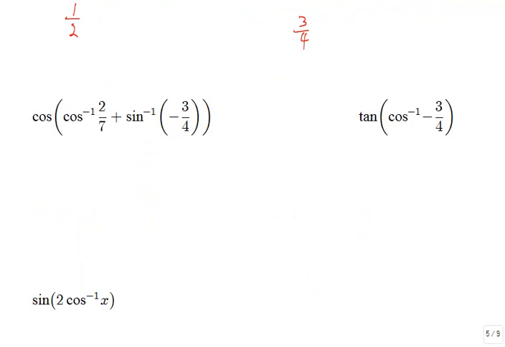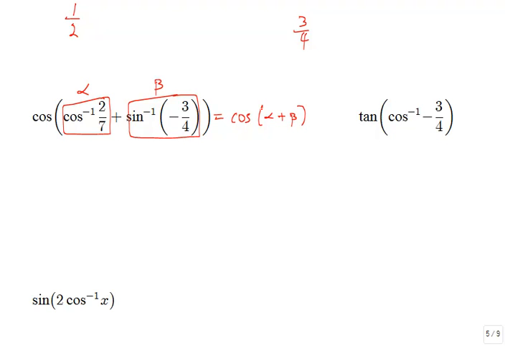Okay, getting into some trickier ones now. Notice this next one. This is a hard one. We have cosine of inverse cosine of 2/7 plus inverse sine of -3/4. Now, in order to do this problem, remember that inverse cosines and inverse sines are angles. So this is all an angle. Let's call it alpha. And this is all an angle. Let's call it beta. So this is really asking for what is cosine of alpha plus beta.